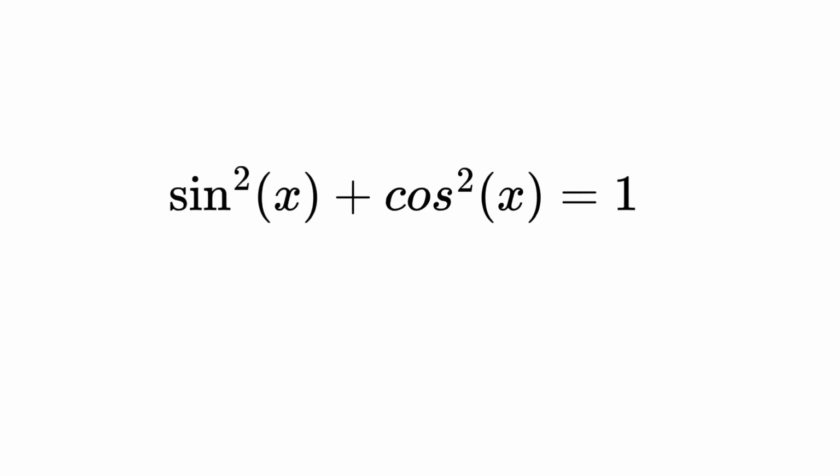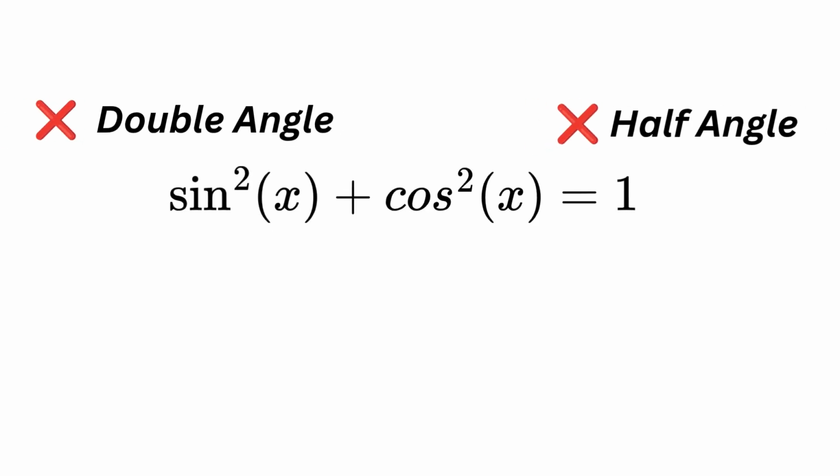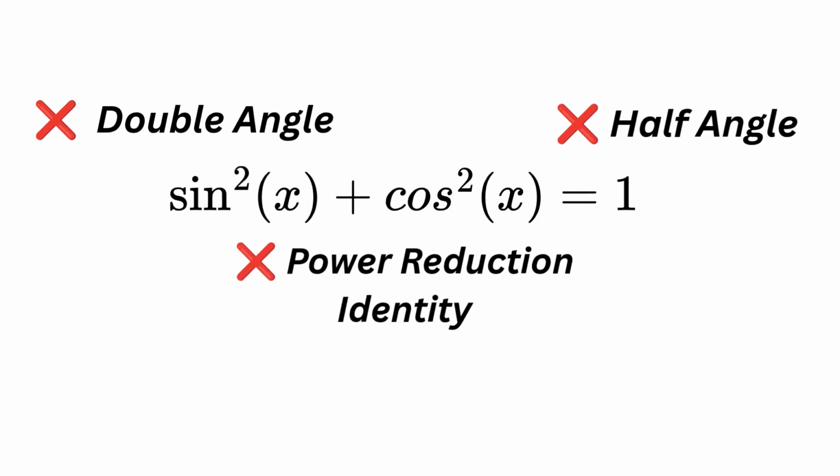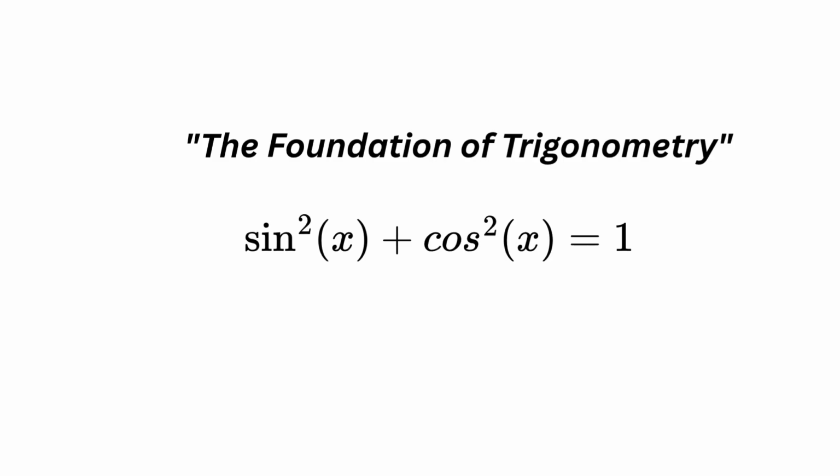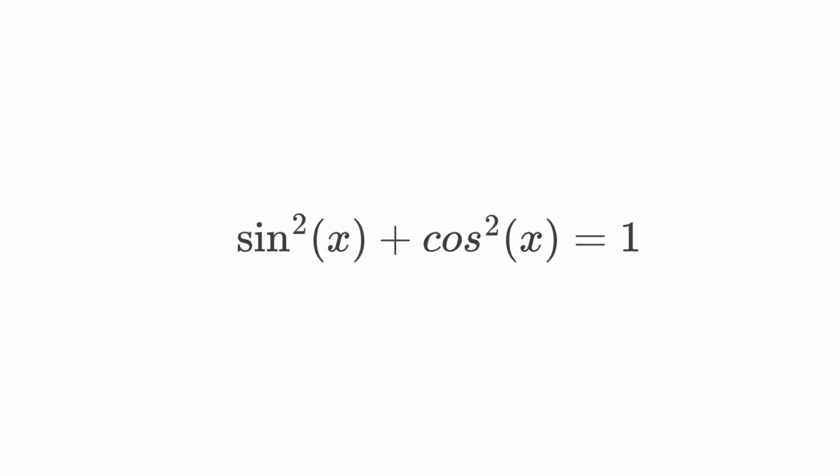Have you ever wondered why almost every trigonometric formula comes from one simple equation? Without it, there are no double-angle formulas, no half-angle formulas, no power reduction identities. Even many calculus integrals become difficult. Today, we'll discover why this single identity became the foundation of all trigonometry.